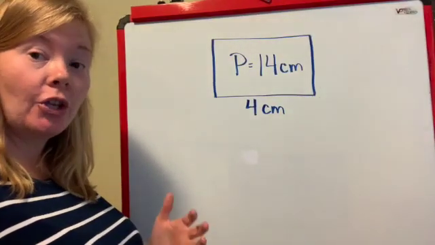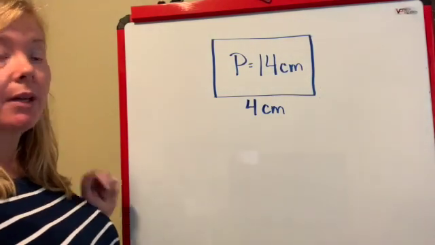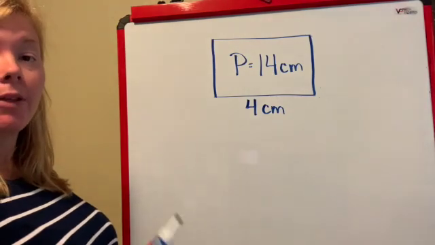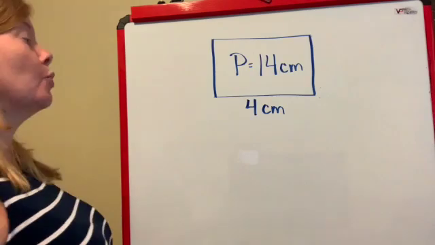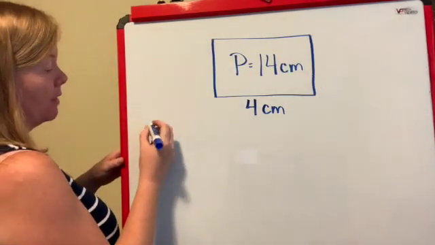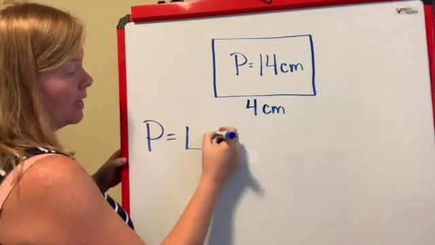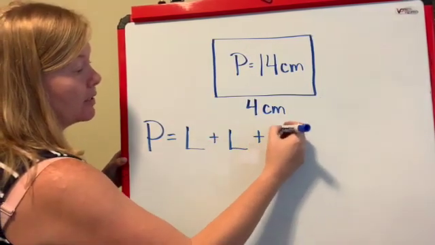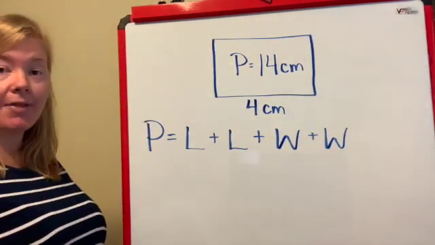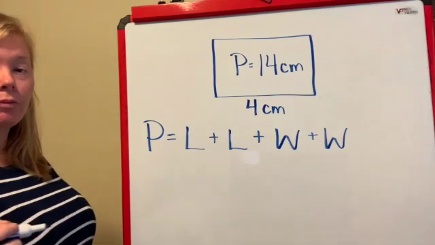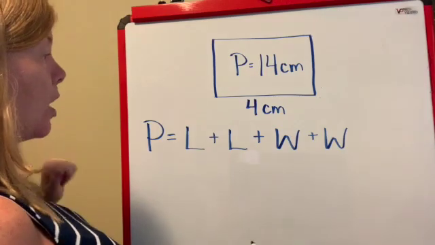Okay, so now that you've seen the first example and you've seen it on your paper, let's do another one. So the first thing that we always start with is what? Yes, the formula. You always have to start with the formula. So we start with P equals length plus width plus width. Okay, we got that. Then what do we do? Yep, plug in what you know.